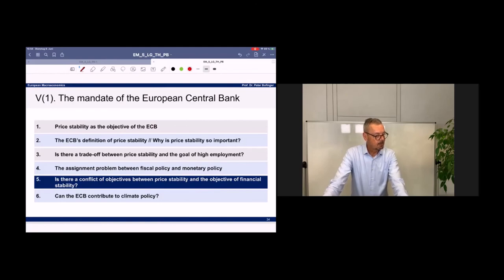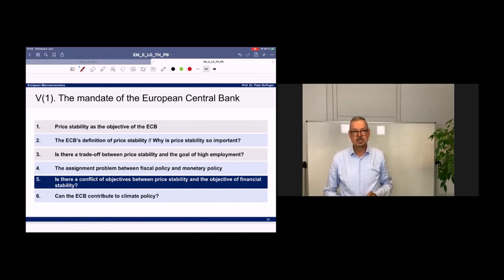So we have now talked about trade-offs between price stability and unemployment. A problem that was not envisaged by the founding fathers of monetary union is problems in the financial sector of the euro area. I think financial stability was not something that was very intensively discussed in the 1990s. But of course, we had this financial crisis, and some member states of the euro area were very severely affected by it.